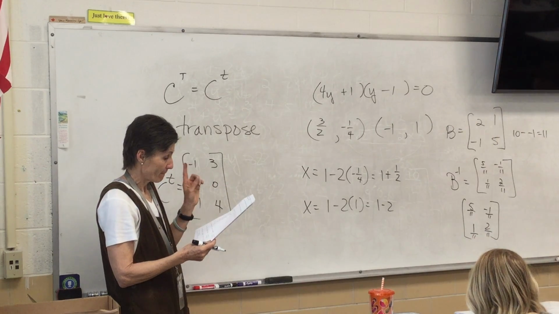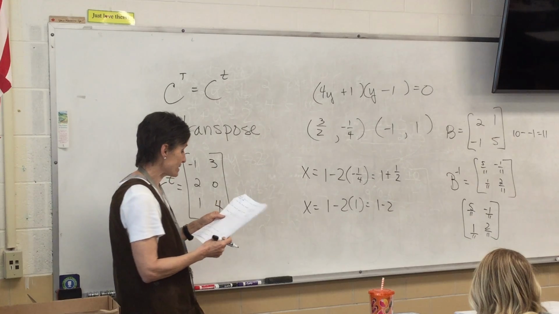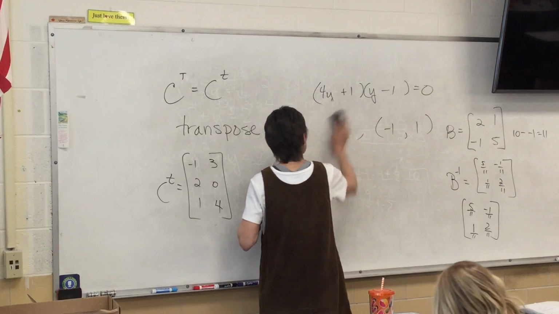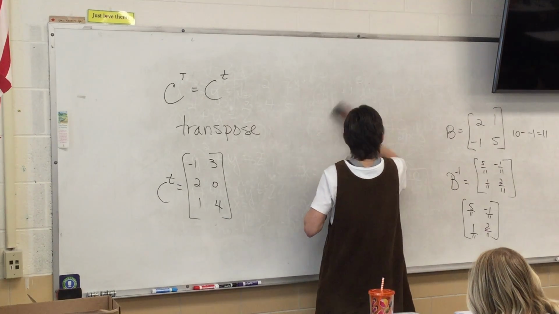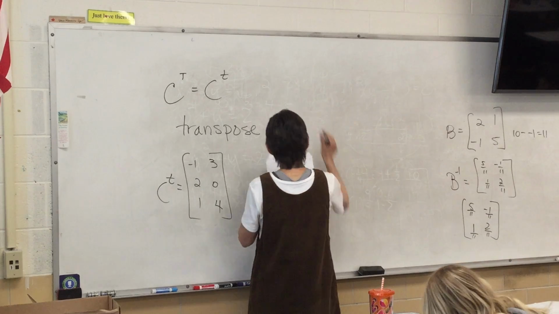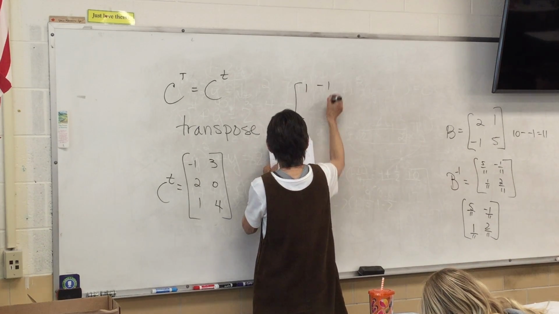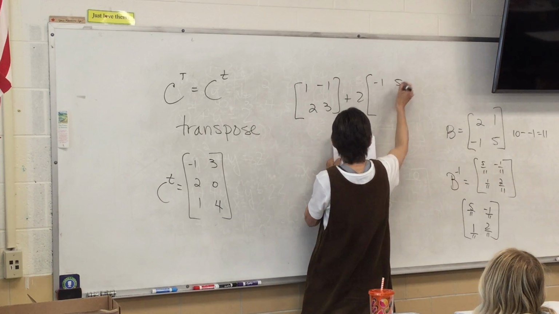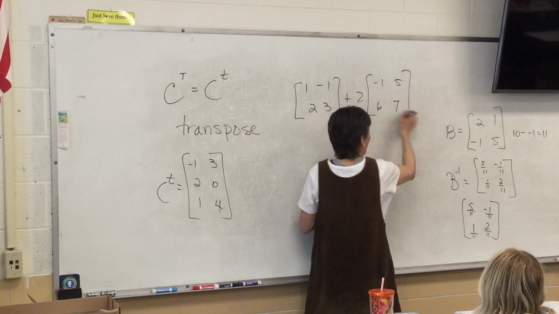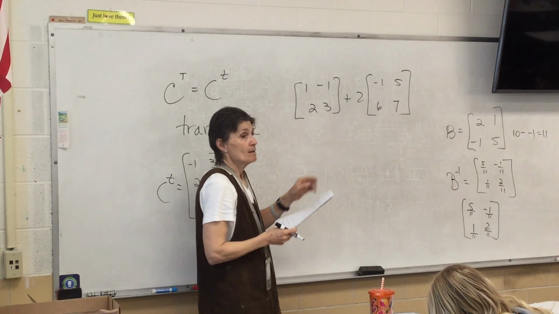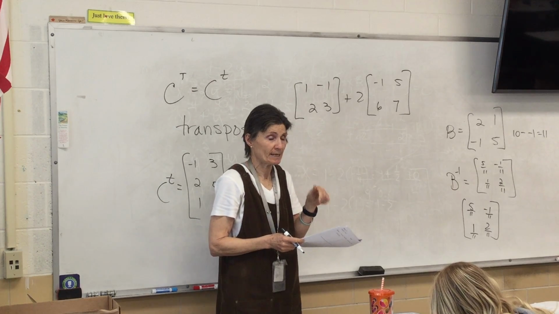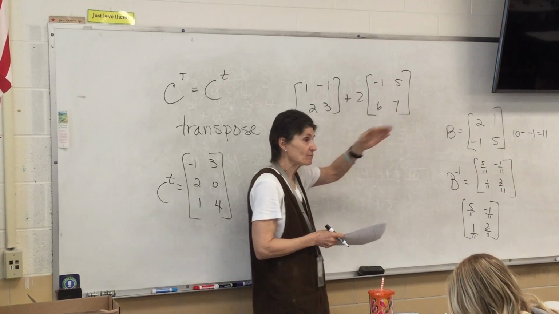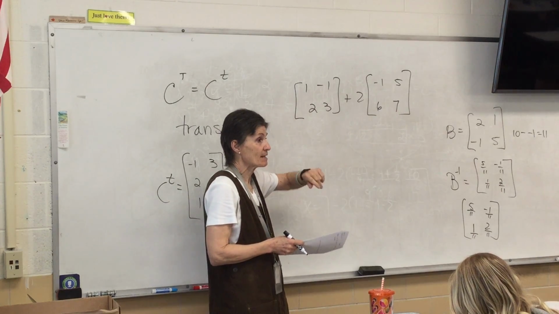Donovan? A says add A plus 2B. Now, sometimes that's not possible. Is it going to be possible for me to add matrix A and 2 times matrix B? Is this going to be possible this time? Yes, because the rule for addition is they have to be the same size. They do not have to be square, but they have to be the same size.